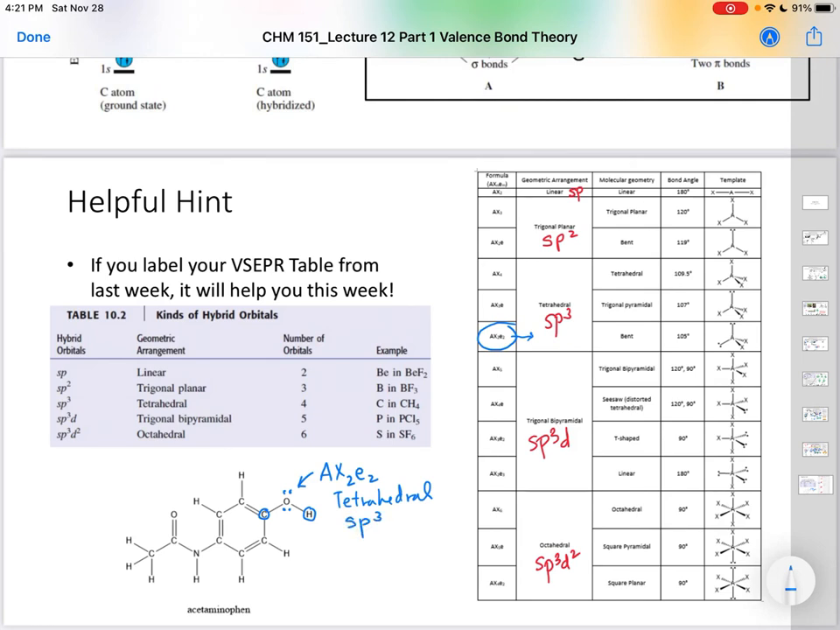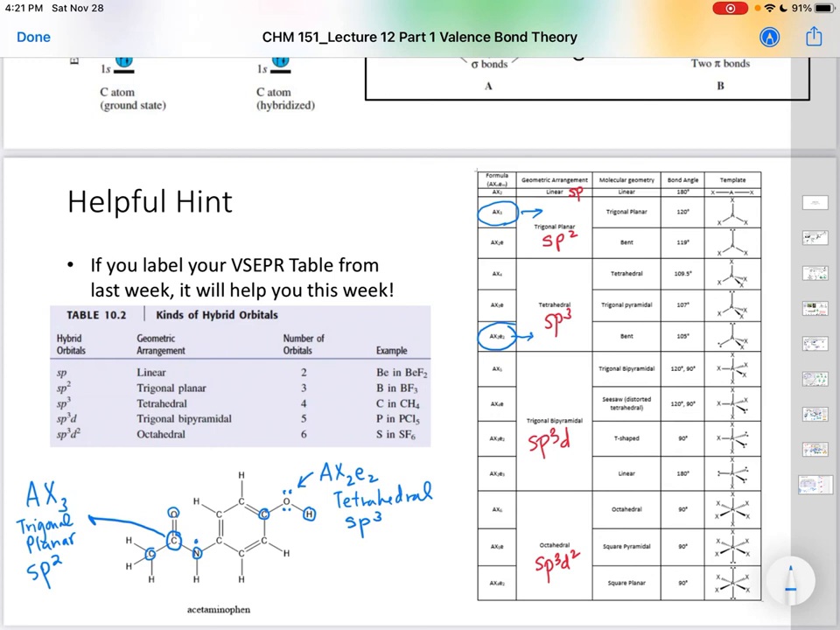Okay, let's look at another carbon atom. This carbon atom here would be AX3. Why is it AX3? Because there are 1, 2, 3 atoms attached, and AX3 would be trigonal planar in its geometric arrangement, and trigonal planar AX3 is right here. So we would say that it is sp2 in its hybridization. You will have to do this on the homework, so it's good to make sure you know how to do this.